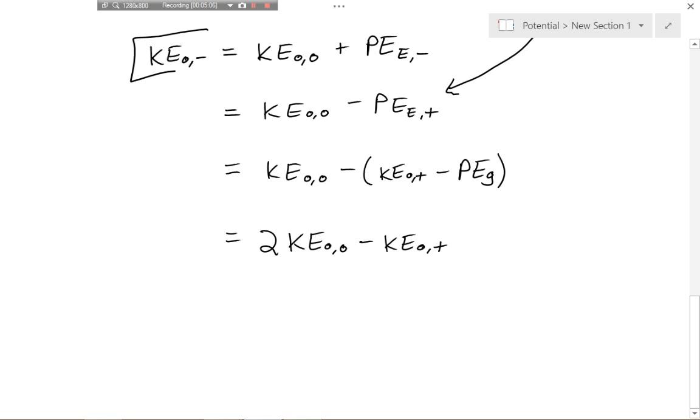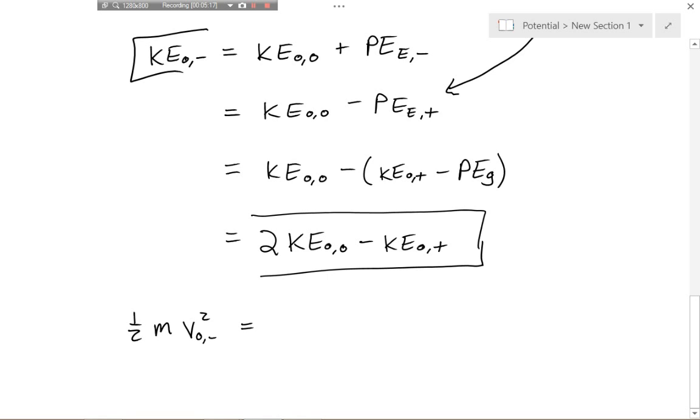So we have this formula right here. Because it's the same particle for all of these, the masses are going to cancel. So I have 1/2 m times the initial velocity of the negatively charged particle squared is equal to 2 times 1/2 times the mass of the neutral particle's velocity squared minus 1/2 m times the initial velocity of the positively charged particle squared.